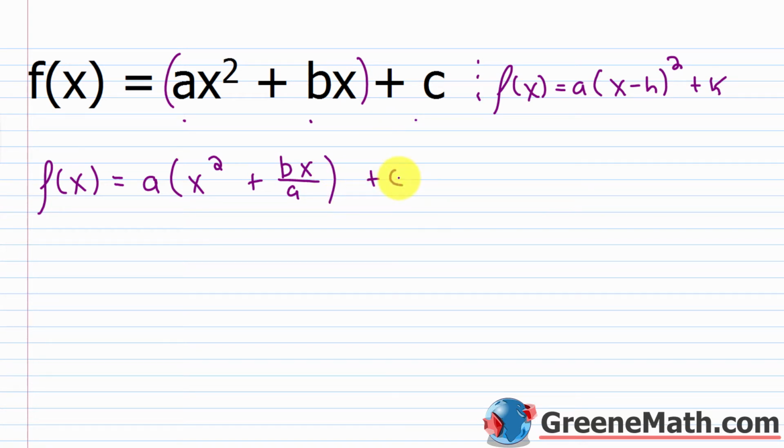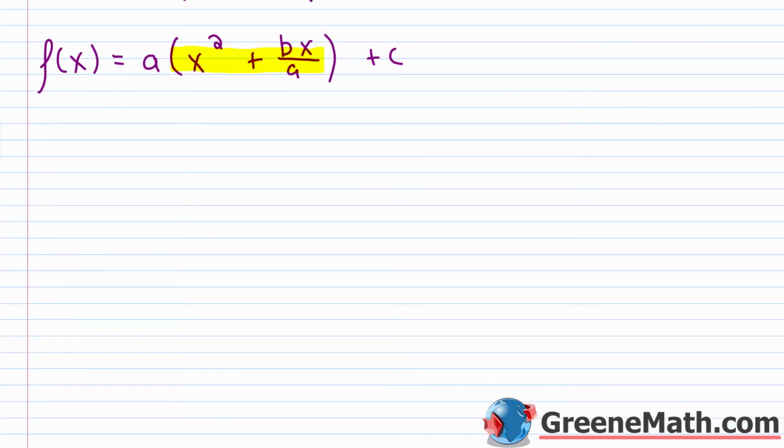Okay, so now that we've done that, we want to complete the square. We want to take this guy right here and just make it into a perfect square trinomial so that we can factor it into a binomial square. Okay, that's the goal. So let's scroll down, get a little room going.